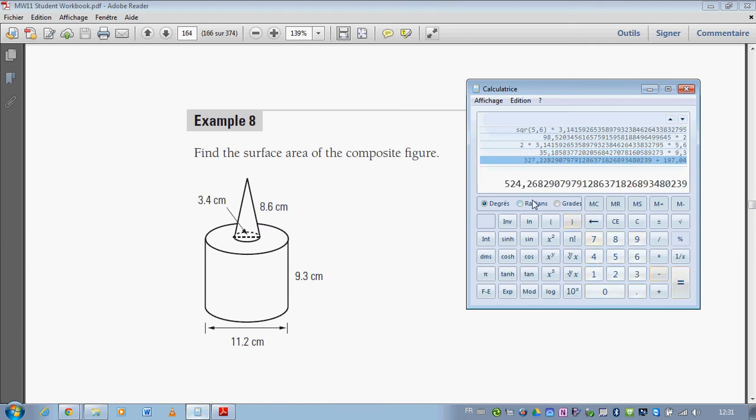So this is what the area of the cylinder would be if it was just a standalone cylinder, but it's not. There's a cone on top and it's hiding a portion of that area. If you'll just give me one second here, I just have to blow my nose again.